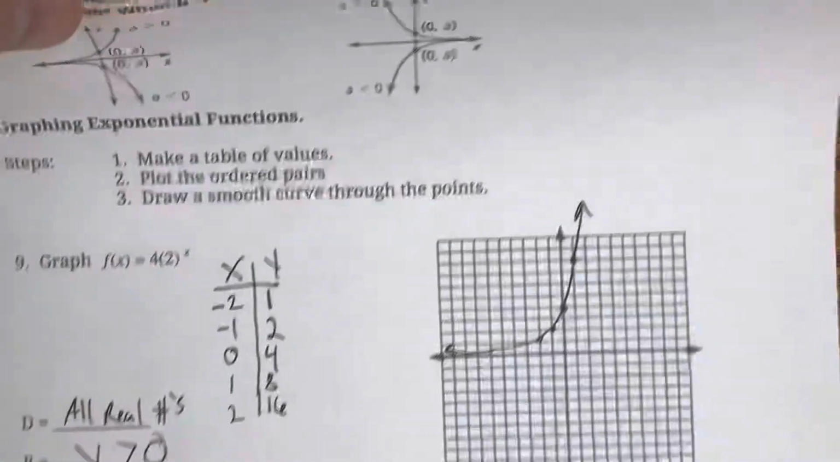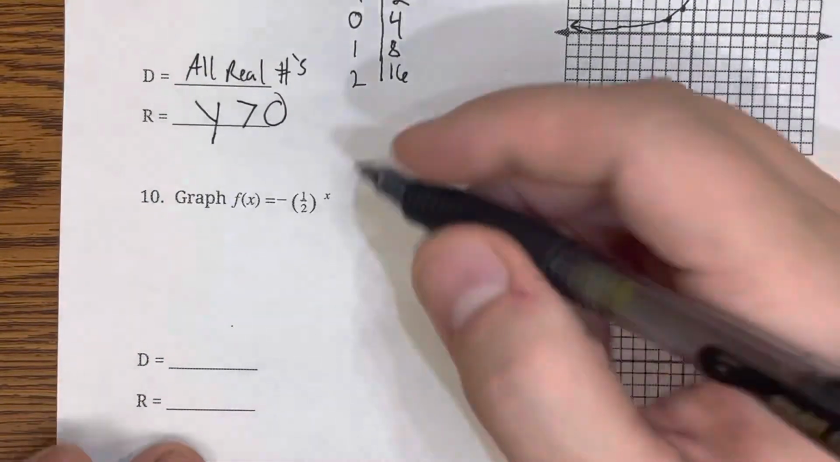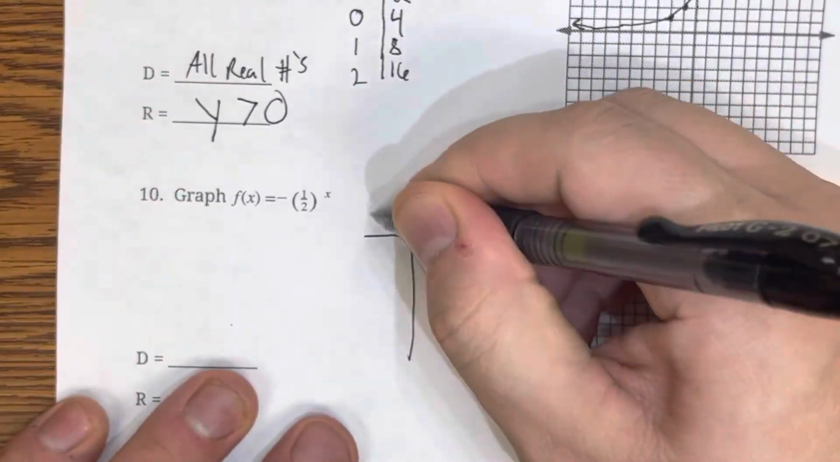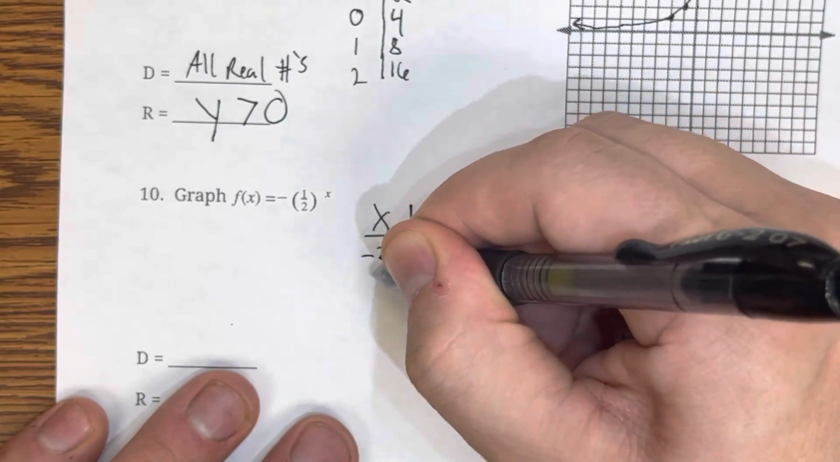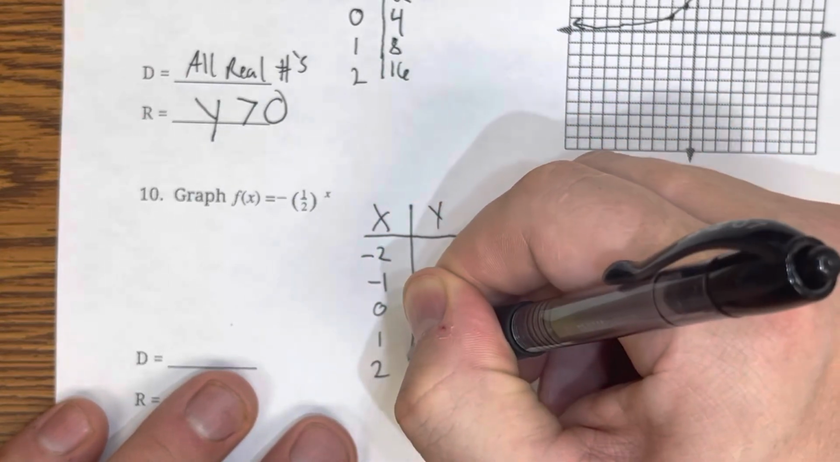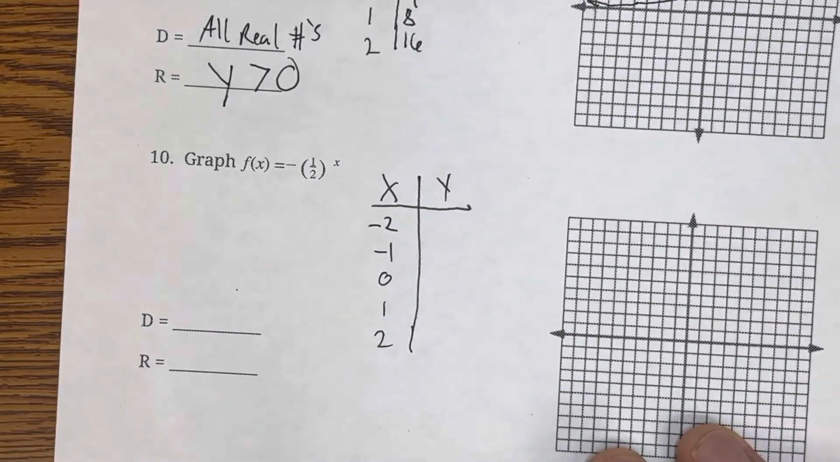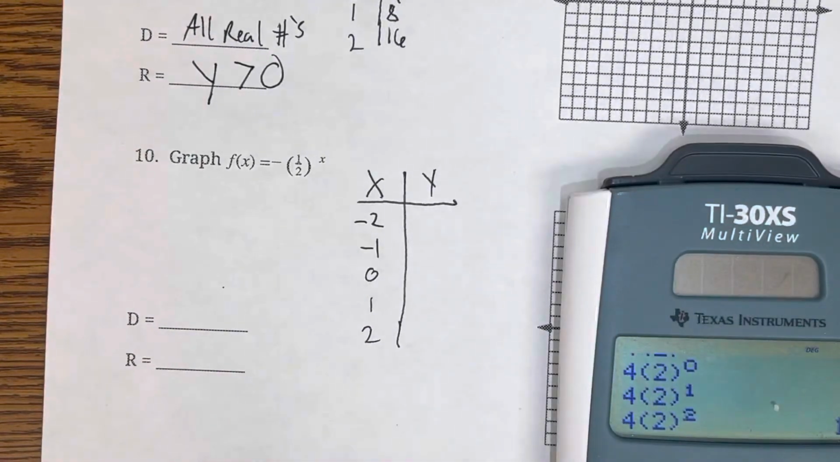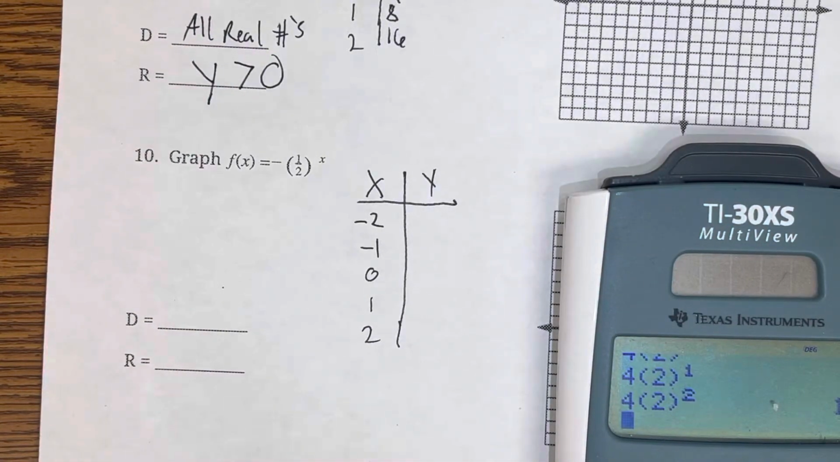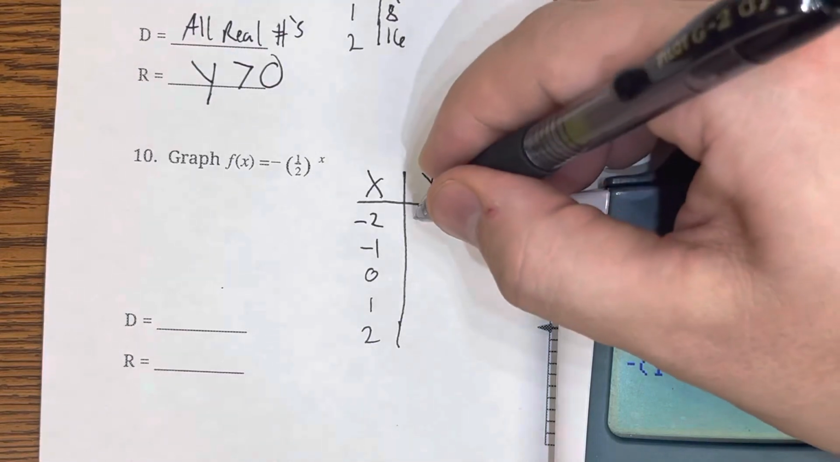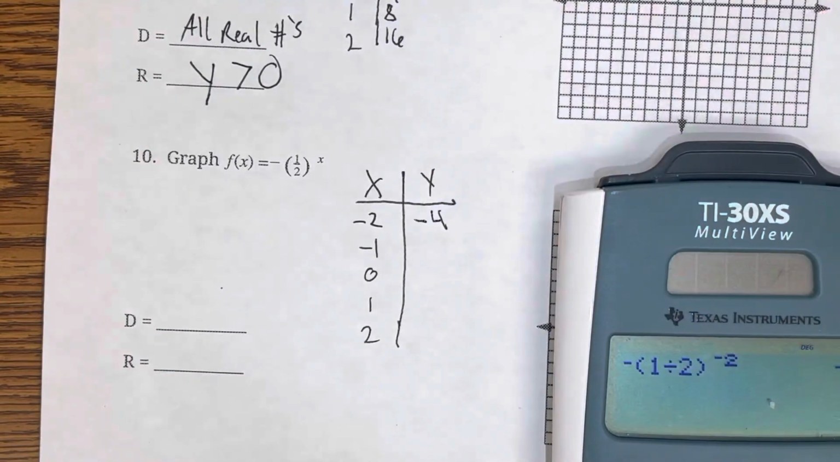All right, so one more graph here. Process is exactly the same. Make the chart, x, y, -2, -1, 0, 1, and 2. Those are the 5 points we're going to pick every time. And we just got to take out our calculator and type them in. So, negative, parentheses, 1 divide 2, close it. Raised to the -2nd is -4. Now we do that with a -1.